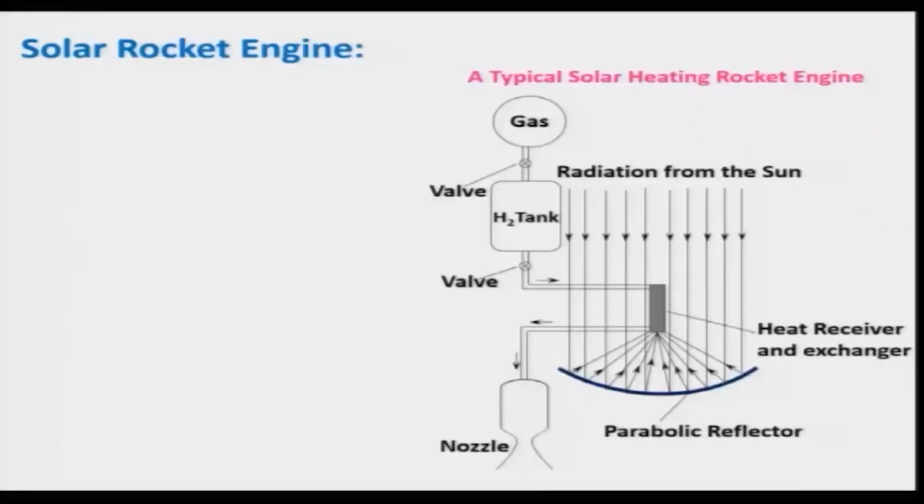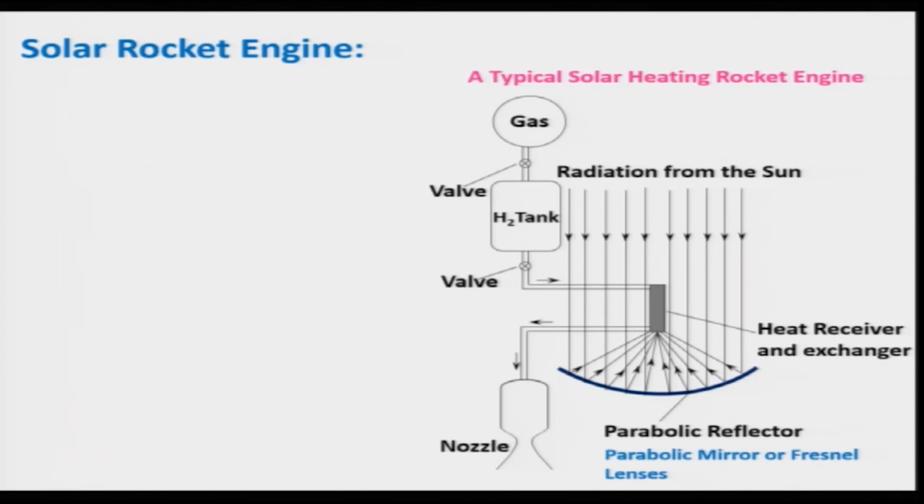Let us look at a typical solar heating rocket engine. If you look at this, this is your propellant pressurizing gas, which is used to pressurize this hydrogen tank, and with the help of a valve the propellant passes through your heat receiver. This is your heat receiver, which receives the heat basically from the solar radiation with the help of a parabolic reflector. This parabolic reflector can be made of either a parabolic mirror or Fresnel lenses.